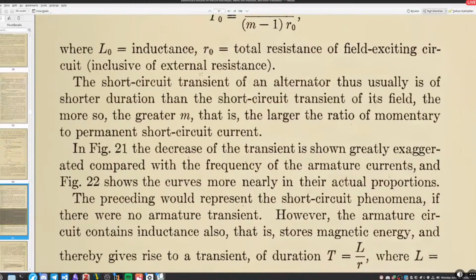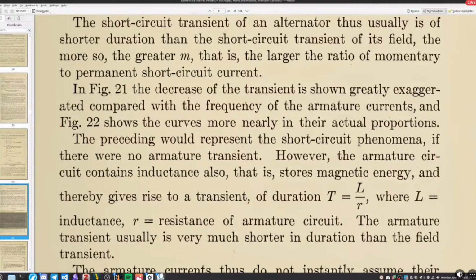The short circuit transient of the alternator thus usually is of shorter duration than the short circuit transient of its field, and the more so, the greater M, that is, the larger the ratio of momentary to permanent short circuit current. In figure 21, the decrease of the transient is shown greatly exaggerated compared to the frequency of the armature current, and figure 21 shows the curves nearly in their actual proportion.